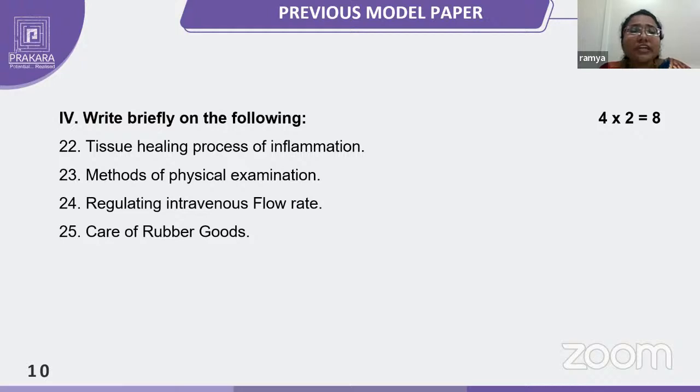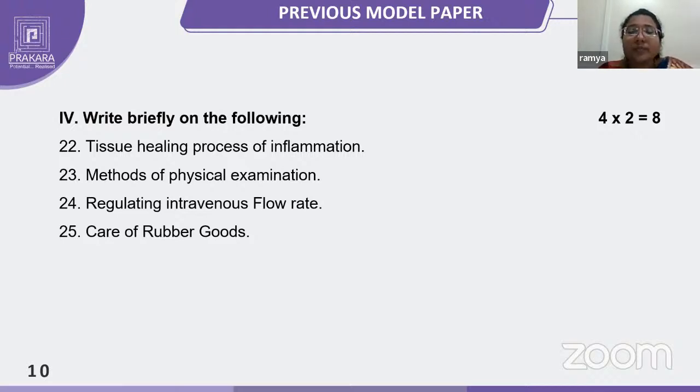When we come to the 25th question, that is care of rubber goods. In olden days we mostly used rubber goods, but nowadays we mostly use plastic goods. Previously, what care did you used to give? But even now we are using some rubber goods like Macintosh, hot water fomentation bag, and ice caps.